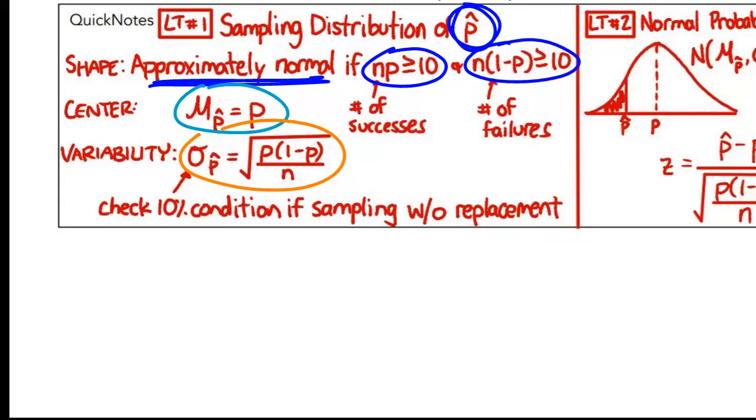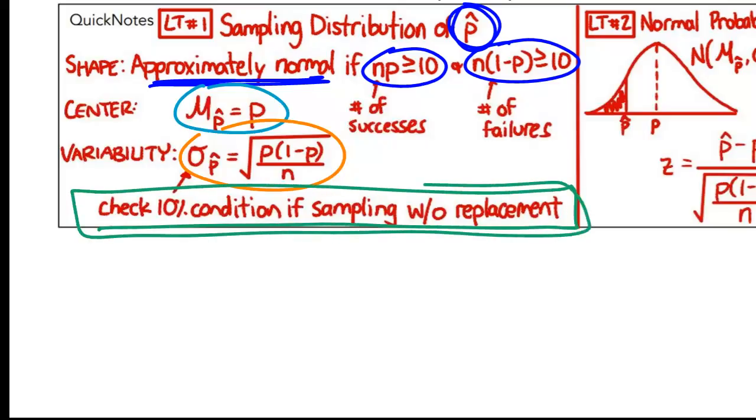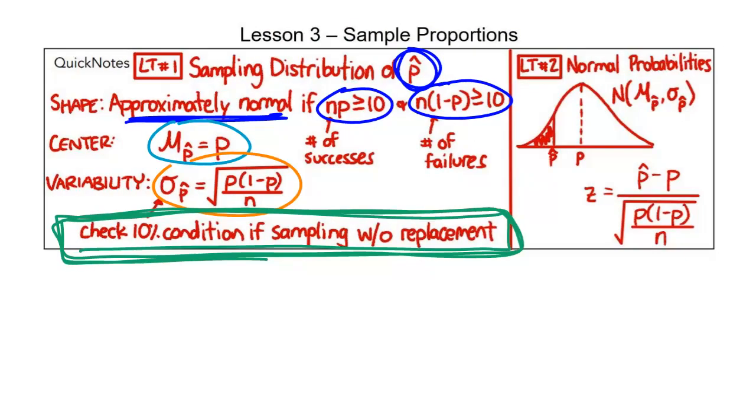Now here's something to keep in mind. If you are sampling without replacement, you have to check your 10% condition. None of the questions will prompt you to do that. You have to know. If it asks what is the standard deviation, the first thing you have to do is check the 10% condition, because if it doesn't meet, you can't calculate it. All right? That's where we're stopping for today.